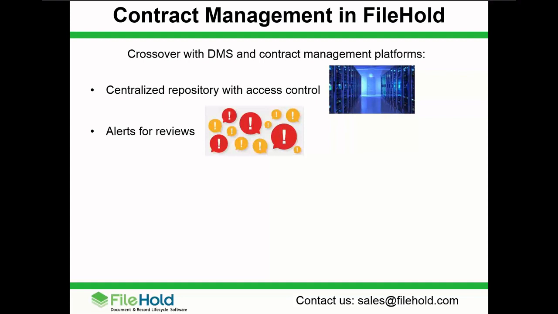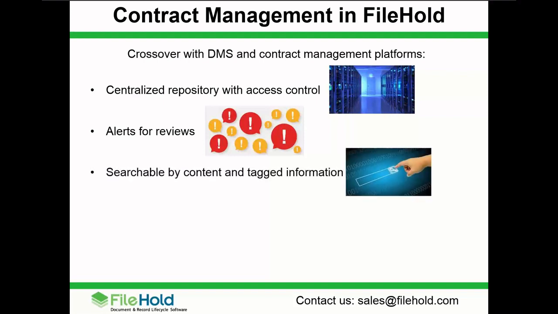There's some kind of alerting system for reviews. With FileHold, we have both the ability to do alerts and emails, and I'm going to show you both of those briefly today. But that's something that's very important when something comes up and it needs to be reviewed. You need some sort of alerting system for that. We need something that is searchable by content and for tagged information, so that we're looking through both the matters of a contract, the internals of a contract, and we're looking for any of those tagged information, those metadata fields that help to augment the document.